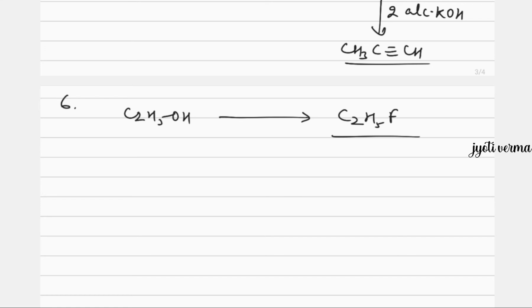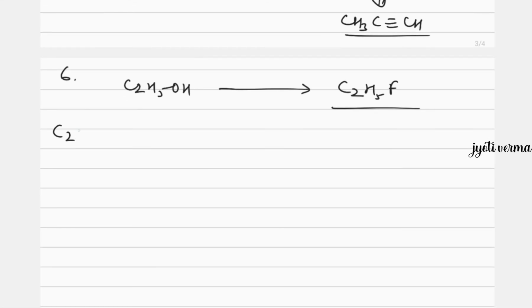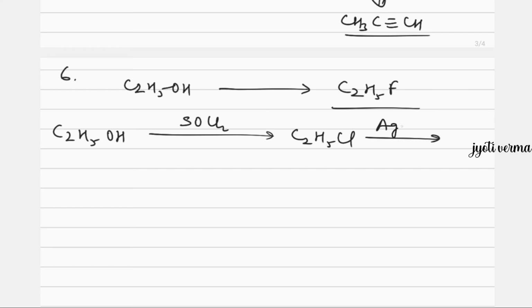But here we are supposed to prepare fluoride, so that is why first we have to bring some other halogen and then we can do the halogen exchange. So what should be the steps? C2H5OH will react with SOCl2, and we will get C2H5Cl, and then you will react it with AgF, silver fluoride, then you will be getting C2H5F. The name of this particular reaction is Swarts reaction.